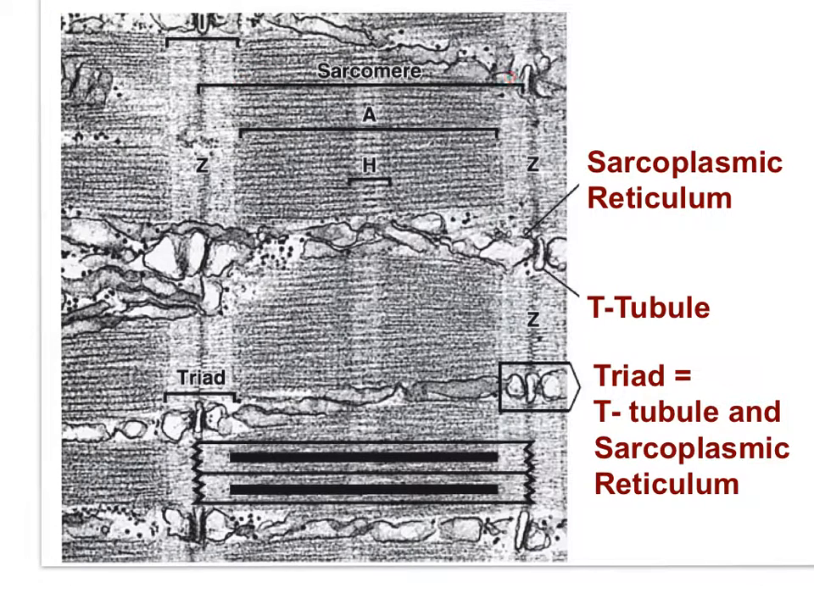Here is the sarcomere, Z-line to Z-line. Here's the I band. Here's the A band and the H zone. Here's the sarcoplasmic reticulum and the T-tubule. We can see glycogen here and here and here. And this image nicely combines the micrograph with a diagram of what we're looking at here. Spend some time studying this micrograph.